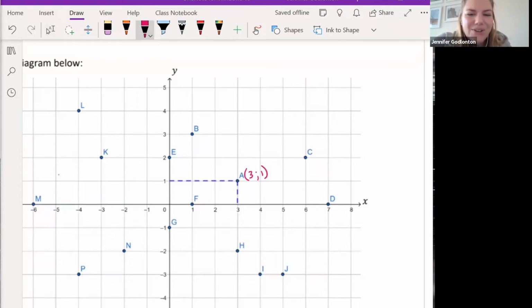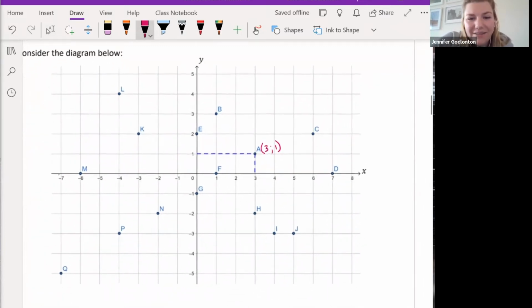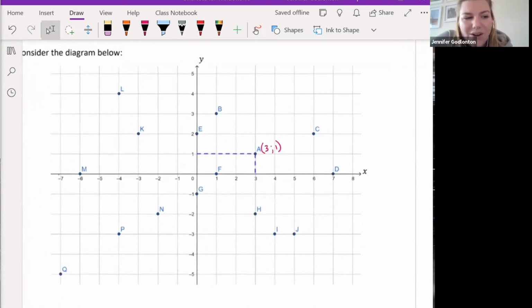I would like you to pick a letter. You can choose any letter here and give me an answer in the chat. The only reason I'm saying that is because otherwise I'll have too many people with their hands up at the same time and I won't be able to hear you all. So pick a letter and give me the answer.